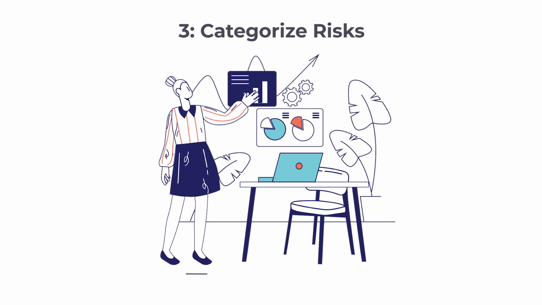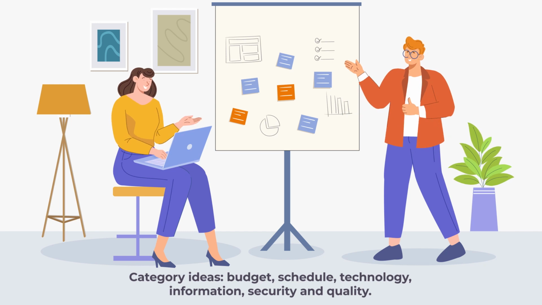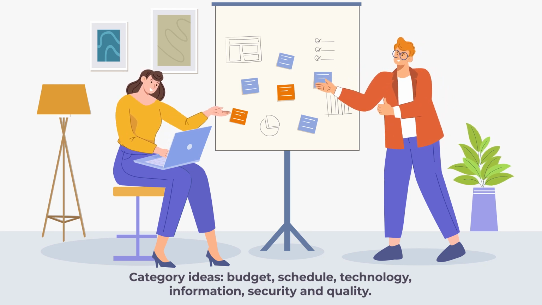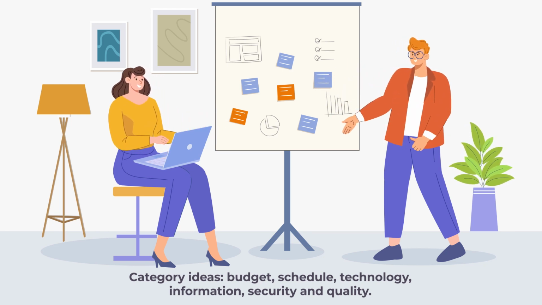3. Categorize the risk. If you thought we couldn't get any more organized, well, here we are. There are all sorts of ways that you can categorize risks. This will help your team quickly identify the potential risks at hand. It also makes it easy to assign tasks to team members. This way they know what they're looking for. Some examples of ways that you can categorize these risks are by budget, schedule, technology, information, security, or quality.